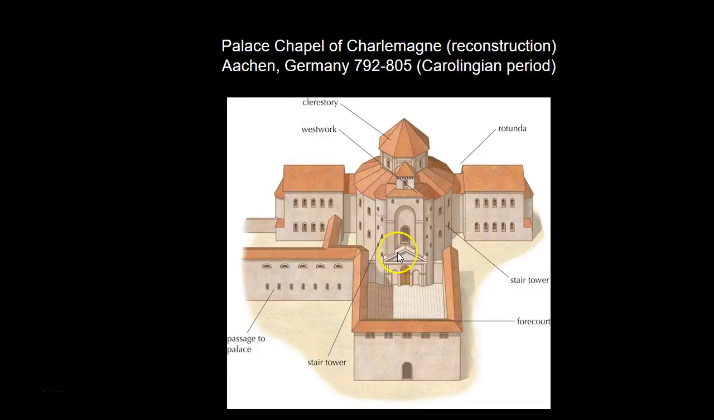So the westwork is the western entrance. Now, I don't know if you remember, but maybe you'll remember that when you enter a church, you typically enter from the west so that you're viewing towards the east.